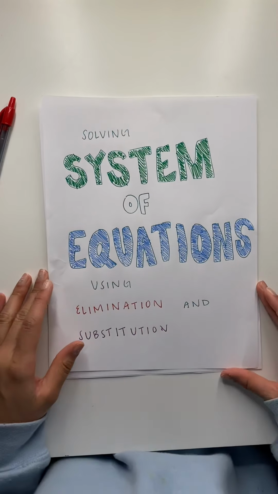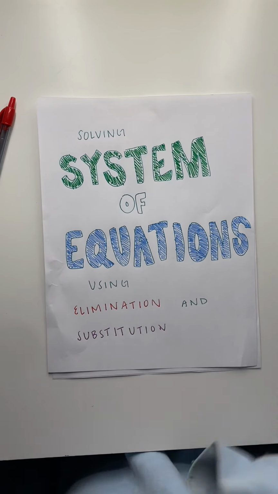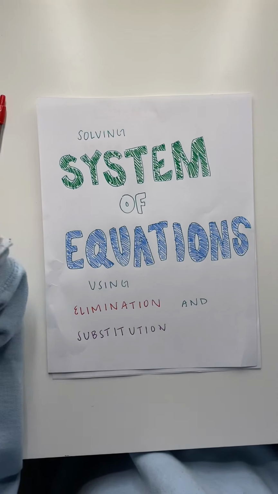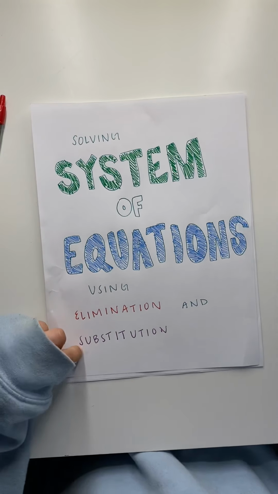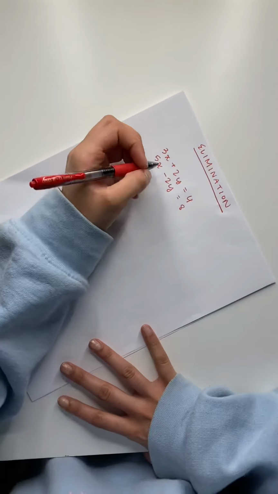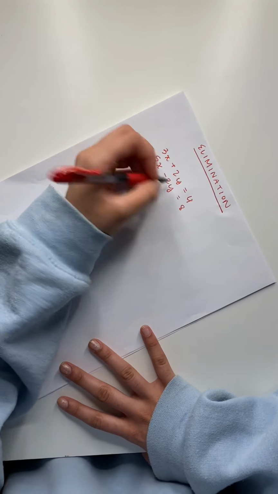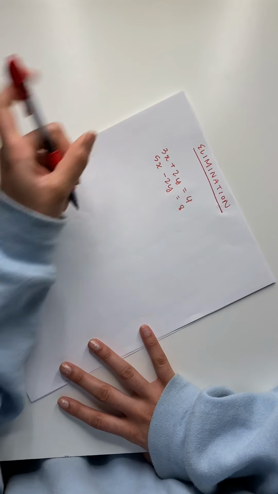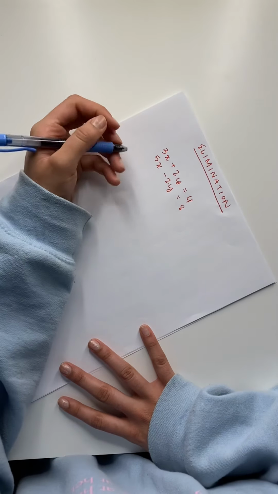Okay guys, so today we will be learning how to solve systems of equations using two methods, which include elimination and substitution. So let's start with elimination. Elimination is kind of like the faster and easier route to solving these equations. So let's go ahead and start by getting rid of the y. So I'm going to go ahead and rewrite these equations.